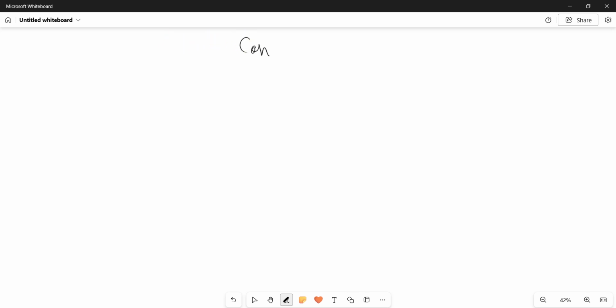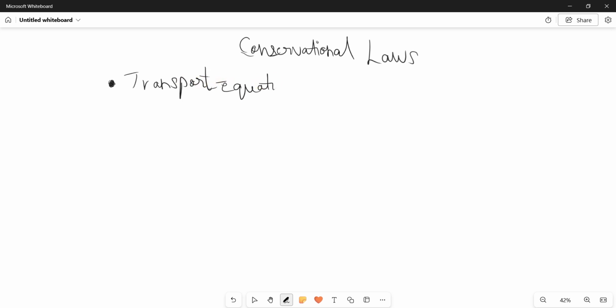So, I'll just write it: conservation laws. So, the main transport equation. If there's anyone who knows the transport equation, or you learned it in transport phenomena or fluid dynamics, that's the transport equation. So, the general transport equation goes as such.